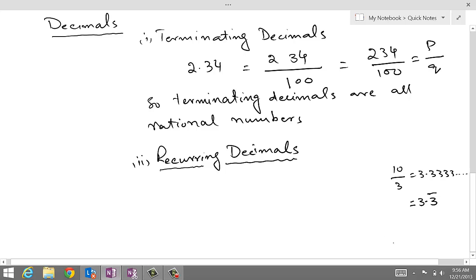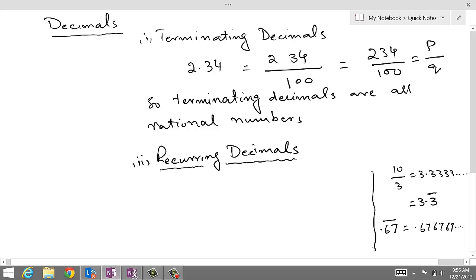Similarly, if we have another number, let's say 0.67, and this time the bar is on top of the group 67, this means we are going to repeat 0.67676767 and so on. So this time a group is repeating. These are all called recurring decimals.